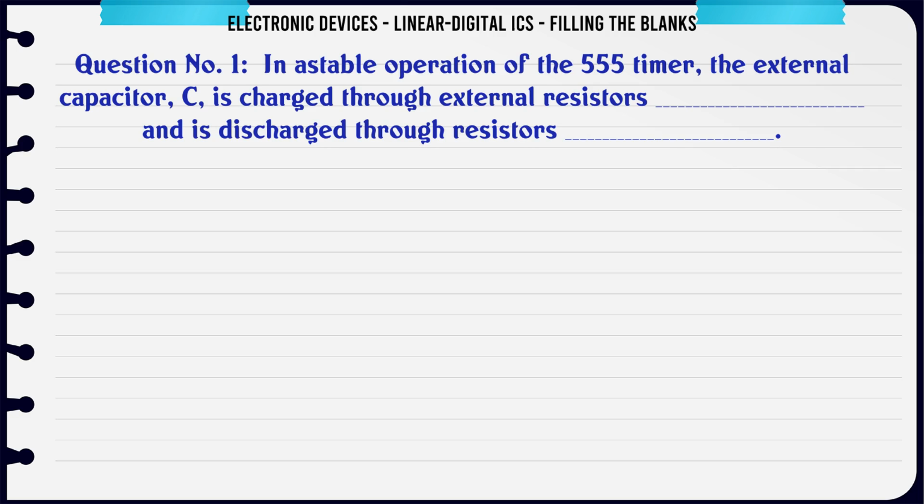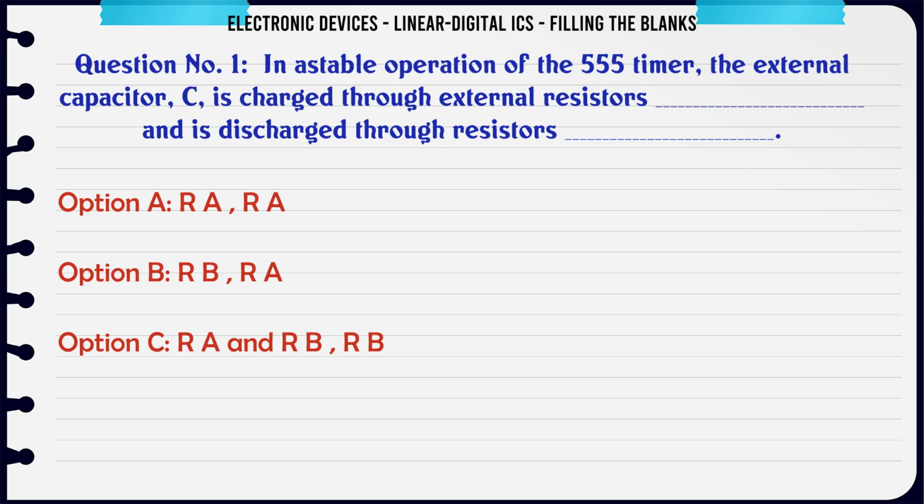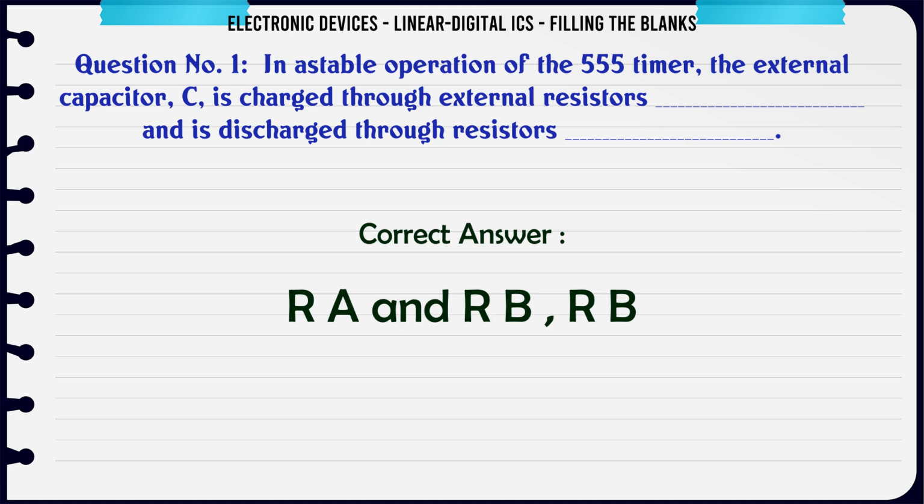In astable operation of the 555 timer, the external capacitor C is charged through external resistors and is discharged through resistors: A, RA; B, RB; C, RA and RB; D, RB and RA. The correct answer is RA and RB.